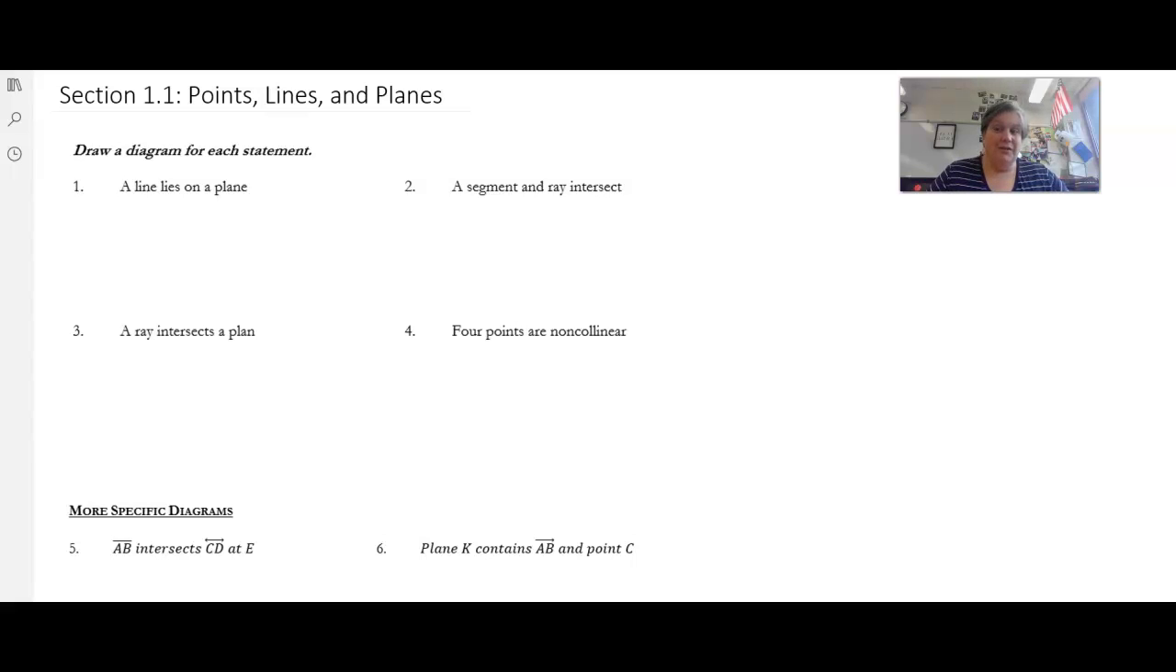Okay, so what we're doing today is we are starting to draw pictures for what geometry looks like, and this can be a little hard. So the first thing I want to talk about is what a plane is. A plane is a flat surface, so this piece of paper is a plane. If I hold it this way, that's one plane, but if I rotate it a little bit, that's another plane, and then that's another plane. So every time I rotate it, it's a plane.